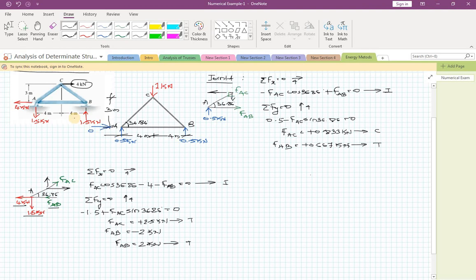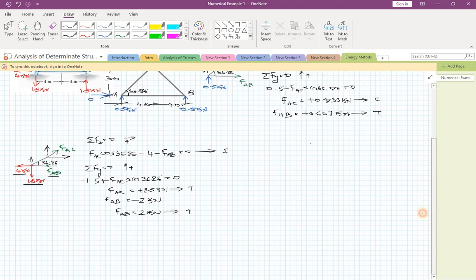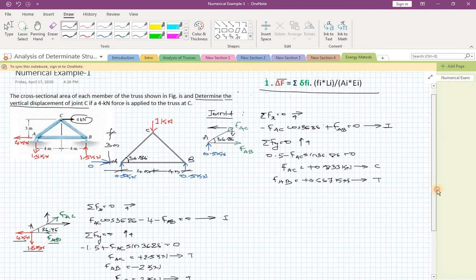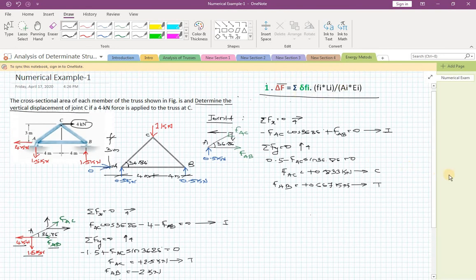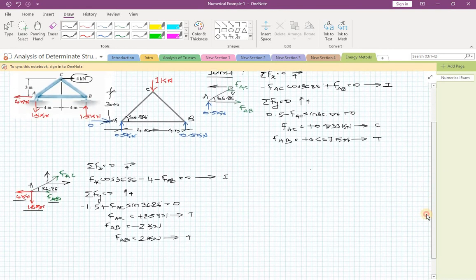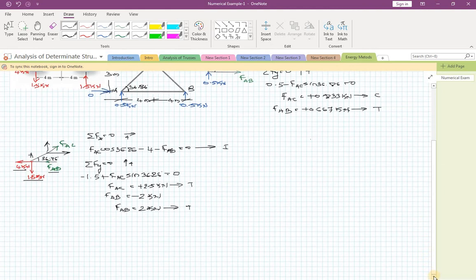So now what I'll do, this is finding forces in the member by applying 1 kilonewton at joint C in the downward direction, and this calculation is finding the forces in the member for the actual force which is applied, without that 1 kilonewton. Now I will try to summarize all the forces and put them in the form of a table so that I can apply all of them in this equation to get the vertical deflection at joint C. So let me just write that table here.